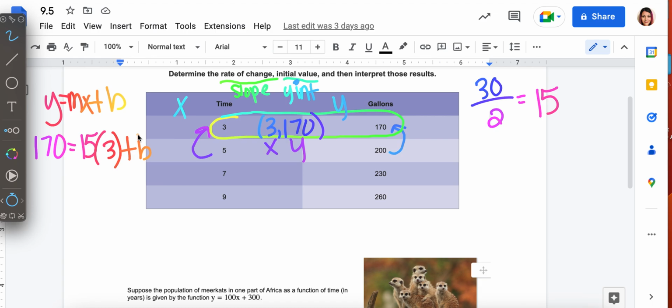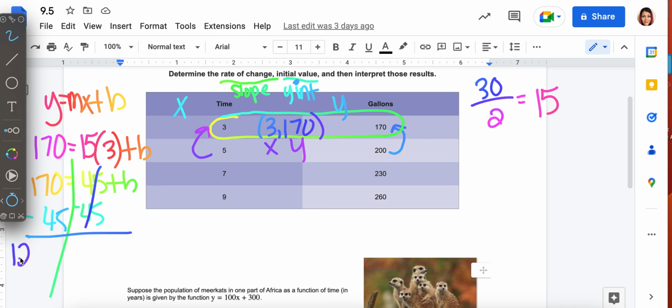Now we're going to solve the equation, which we have done so many times. 170 equals 15 times 3, which is 45, plus b. I'm going to subtract 45 from both sides. So 170 minus 45 is 125, and those will cancel out. 125 equals b. So this is our initial value.